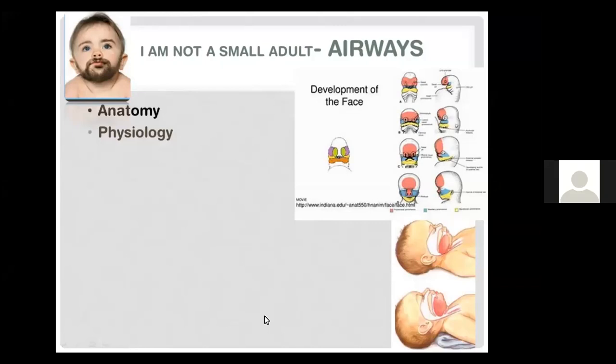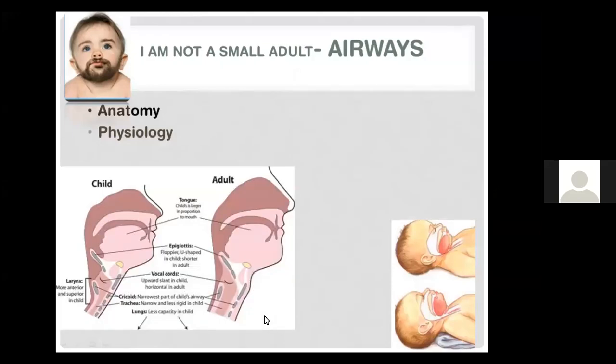The other thing that we look at regarding their airway is their tongue being much larger. And the significance of that would be, Alex, what challenge do you face because the mouth is much larger in proportion to the space in the buccal cavity?